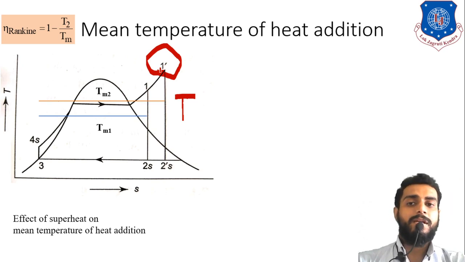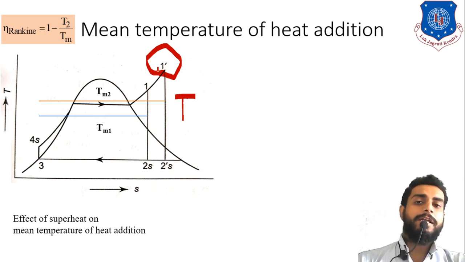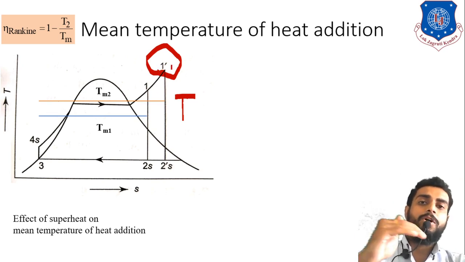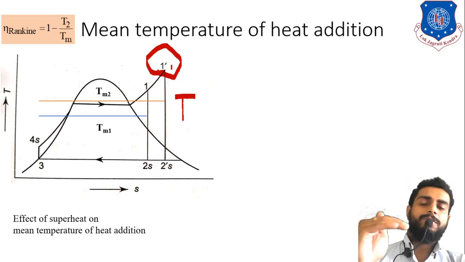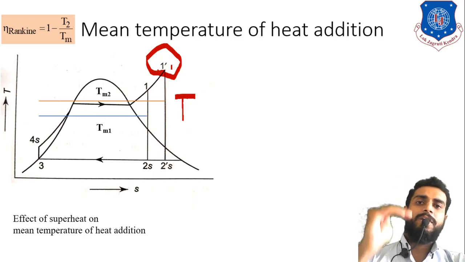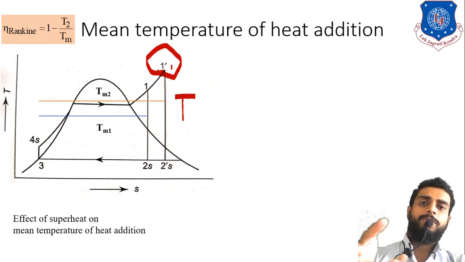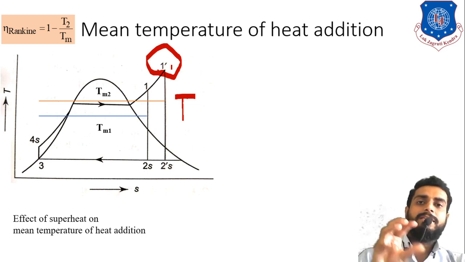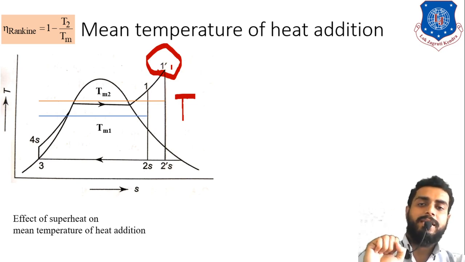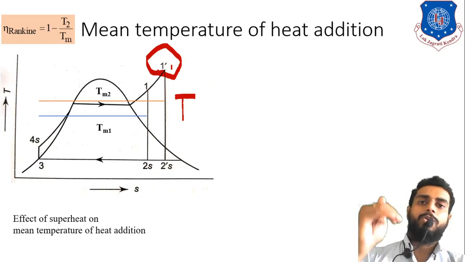Right, that means, sir, that means you cannot increase the superheat temperature beyond a certain limit. That means you can go, for example, to 350 or 400. Now the turbine blades have a material such that the melting point of that blade material is, let us say for example, 500 degrees Celsius. So that means you cannot go beyond 450 degrees Celsius.